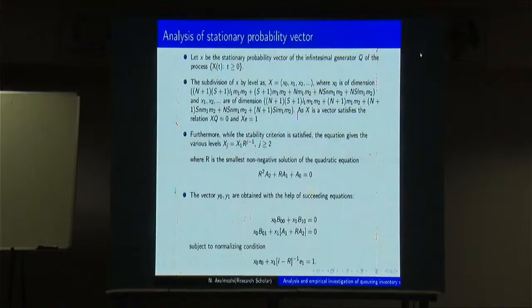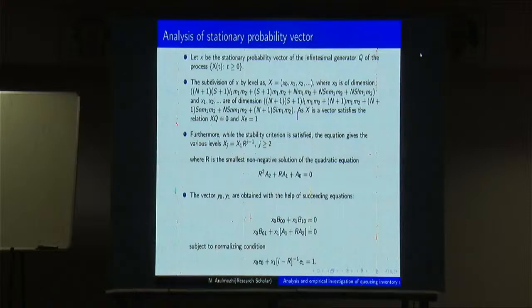Analysis of the stationary probability vector. Let x be the stationary probability vector of the generator matrix Q, with a subdivision of x into x0, x1 and so on. x0 is of this dimension, x1, x2 and so on are of this dimension. And x is a vector satisfying the relation xQ equal to 0 and xe equal to 1. Furthermore, when the stability condition is satisfied, the equation gives the various levels x_j equal to x1 times R to the power j minus 1, where R is the solution of the quadratic equation. Find the R matrix using the logarithmic reduction algorithm. The vectors y0, y1 are obtained with the help of the succeeding two equations subject to the normalizing condition.